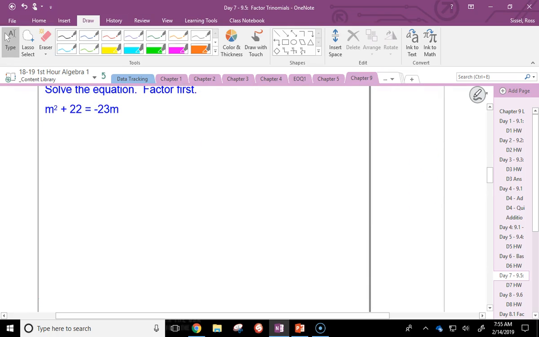All right, so if I look at the next example, what's the problem in this one? Maddie? Okay, we don't have this equal to 0. First thing we want to do is always write this in standard form. So I'm going to add 23m to both sides of my equal sign. So my new equation is m squared plus 23m plus 22.